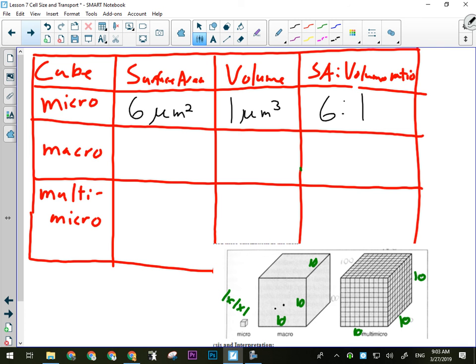Now, I'm going to do the same thing for macro, the abnormally large single-celled organism. Its surface area will be 10 times 10 times 6. So 10 times 10 is 100, times 6 is 600. Oh, not cubed, squared. So its surface area got 100 times bigger. But what's its volume? 10 times 10 is 100, times 10 is 1,000.